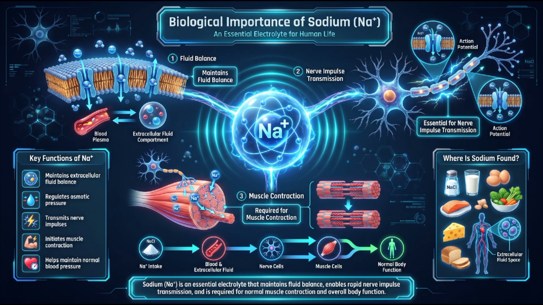The infographic summarizes sodium's major biological functions very clearly. Sodium maintains extracellular fluid balance, regulates osmotic pressure, enables rapid nerve impulse transmission, initiates muscle contraction, and helps maintain normal blood pressure. Together, these functions ensure the proper operation of the nervous system, muscular system, circulatory system, and overall body physiology. Sodium is an indispensable electrolyte that exists in the body as the sodium ion, Na.